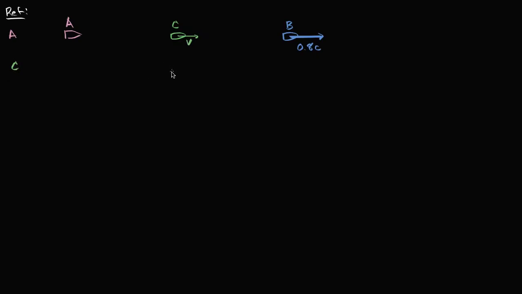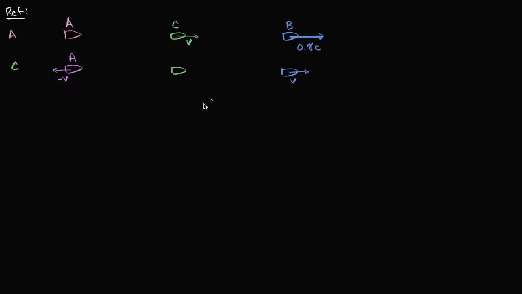So C in C's frame of reference is just going to be stationary. And we want to figure out a v so that A and B are moving away from C at the same velocity. So in this frame of reference, A will look like it's moving to the left with a velocity of negative v, or its magnitude is the same, but just in the other direction. And B will also be moving away with velocity v. So B, right over here, is going to be moving away with velocity v.